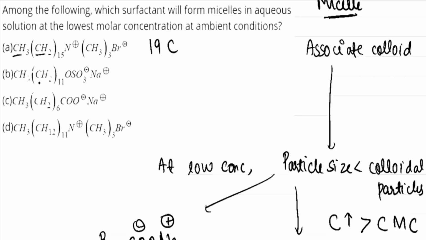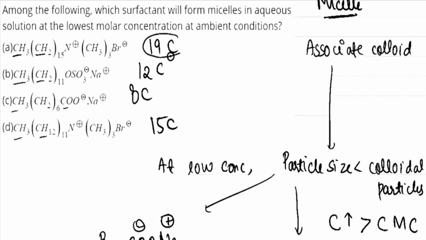In the second, we have 11 plus 1, 12 carbons. In the third, we have 6 plus 1, 7 plus 1, 8 carbon atoms. And in the last one, we have 11 plus 1, 12, plus 3, 15 carbons.